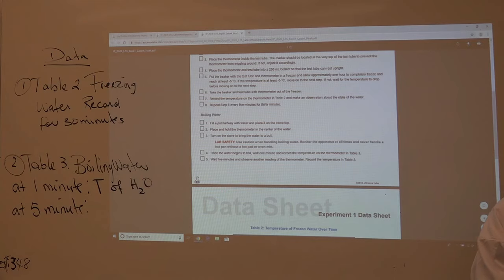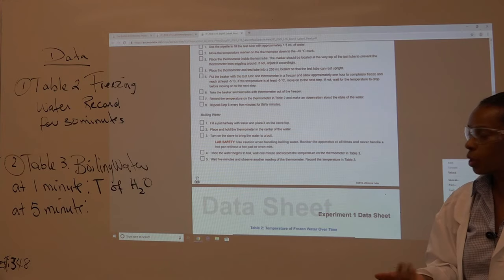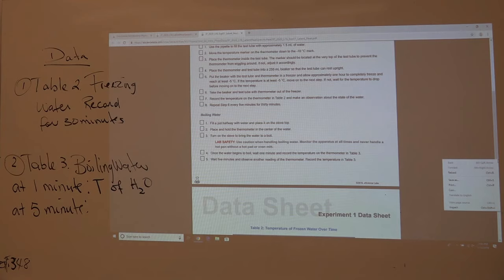So once you have placed your beaker with the test tube and the thermometer in the freezer for an hour, you're going to remove it and record the temperature of the water. As you record the temperature of the water, I'm going to bring up the table that you're going to be using to do that.